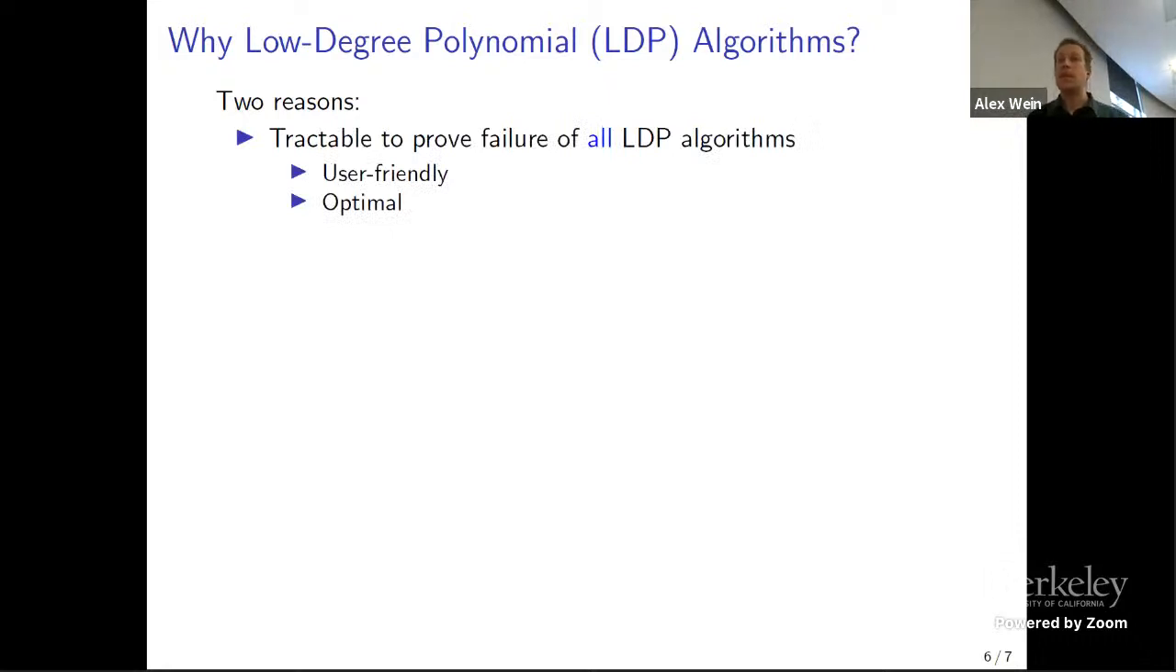So there's two reasons, really. The first is that it is actually tractable to prove failure of all of these algorithms for various problems. And in fact, the proofs are somewhat user-friendly and so can be broadly applied to whatever your favorite problem might be. And we often can prove optimal results, really proving that these algorithms fail all the way up to this conjectured hard phase.